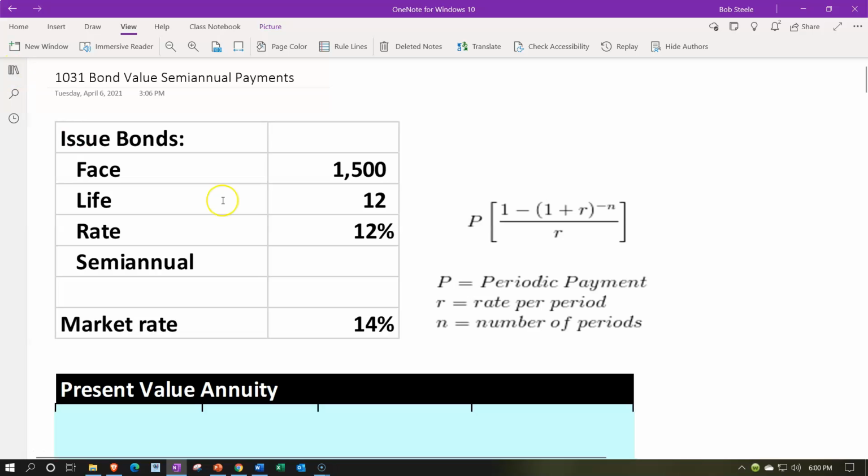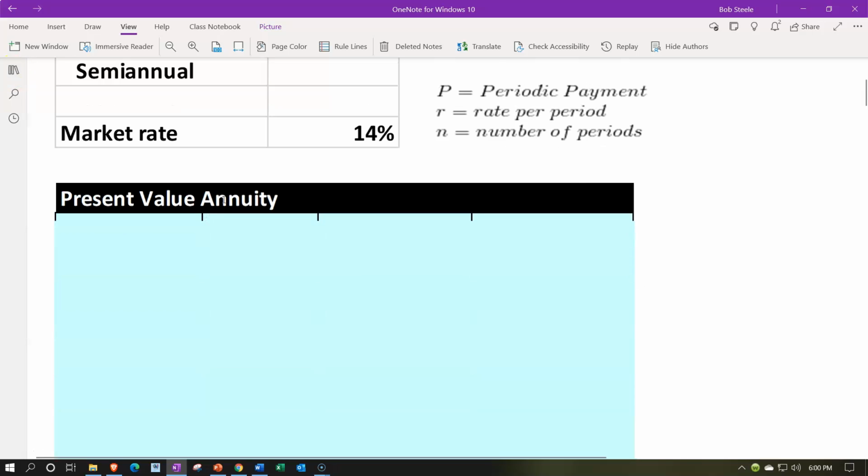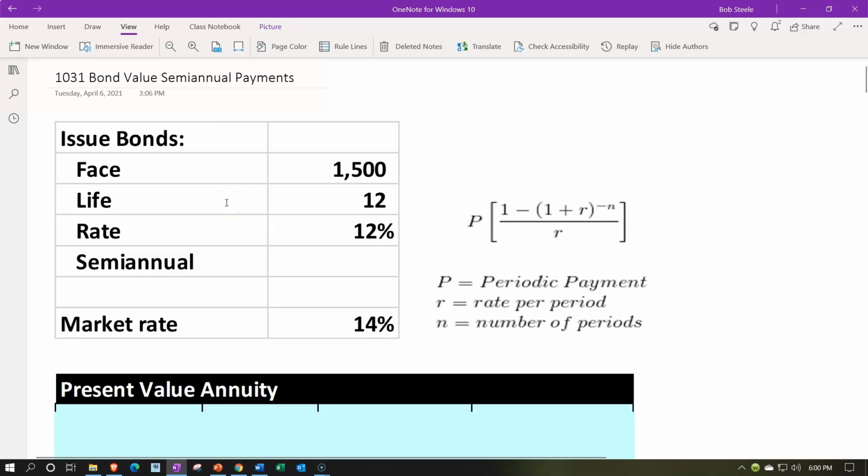Closing up this tab, we're going to have our information up at the top. We're going to then calculate that down below in the blue area. We have the calculation of the bond value as we've seen in the past, but a different twist, a different complication, that being not annual payments, but semi-annual payments. That's the new thing here.